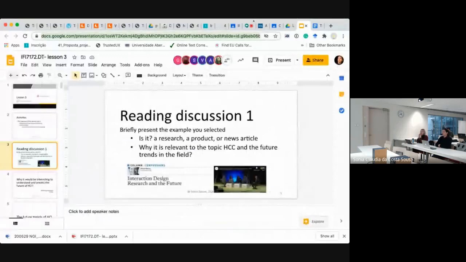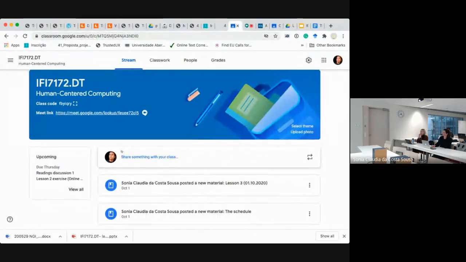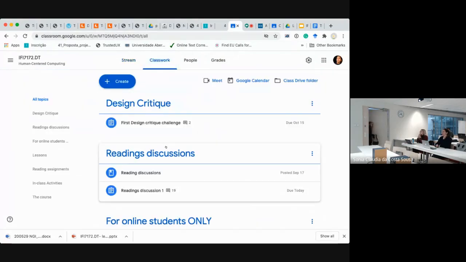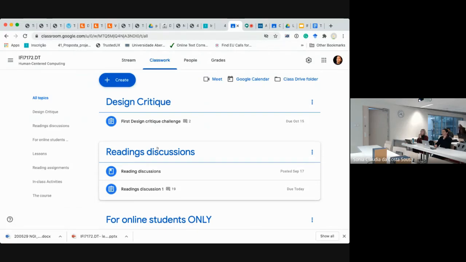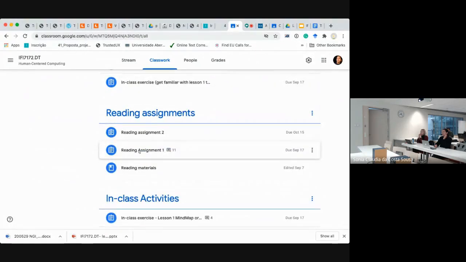But before I share the assignment, I would like to have some help here. So this is our environment. I'd like to see it in this way, as a classroom. Every time we have a lesson, in between lessons, we have either reading discussions or reading assignments. This is clear for you, correct?